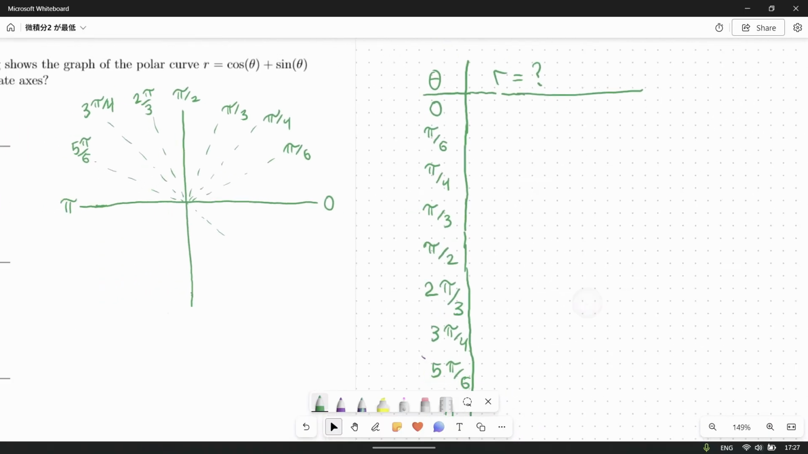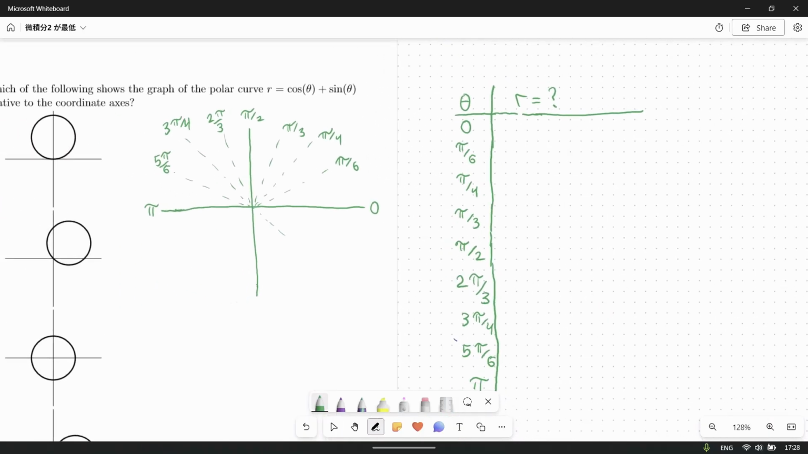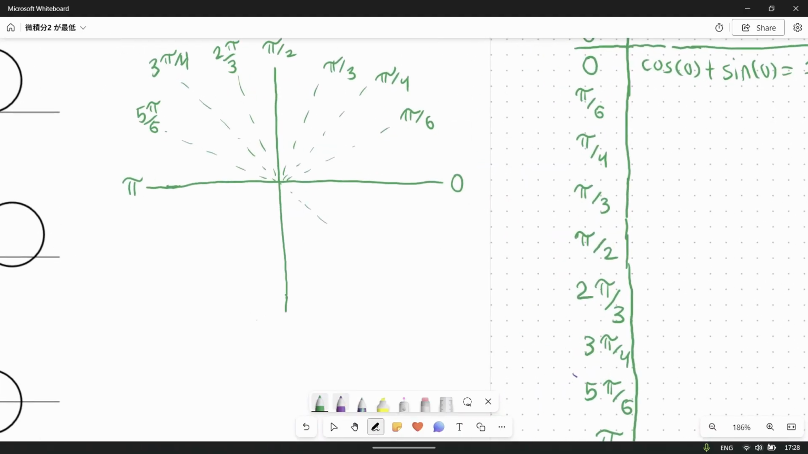So starting with the first case of theta equal to 0, plugging that into our function, we end up with cosine of 0 plus sine of 0, which is equal to 1 plus 0, which just equals 1. And so since our r value is equal to 1, that's going to be 1 unit away from the origin. So let's say that's maybe somewhere around here.